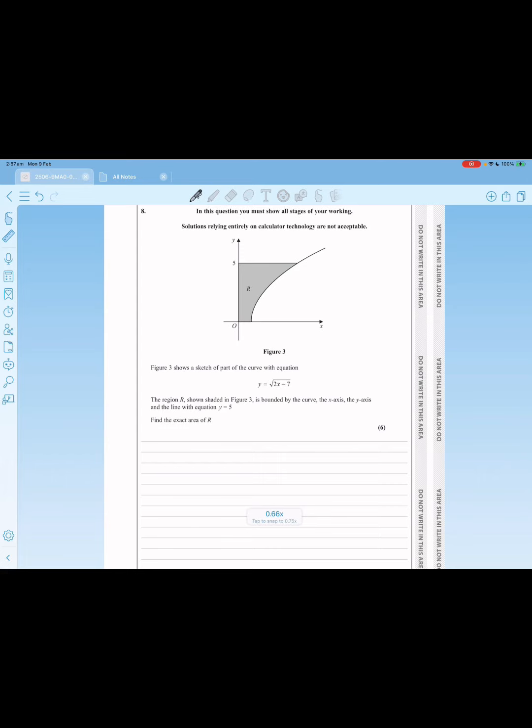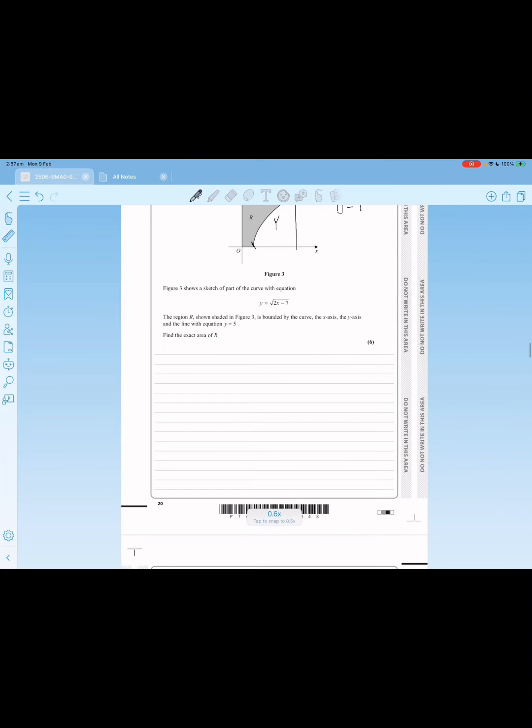So quick plan, how am I going to do that? I'm going to find this intersection point. That'll give me this x value, and therefore I can find the area of the square. Then I can integrate from this point to give me this, let's call it region Y. And then R essentially would just be the square minus Y. So let's do this now.